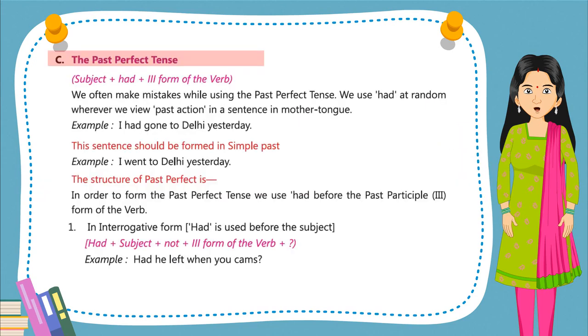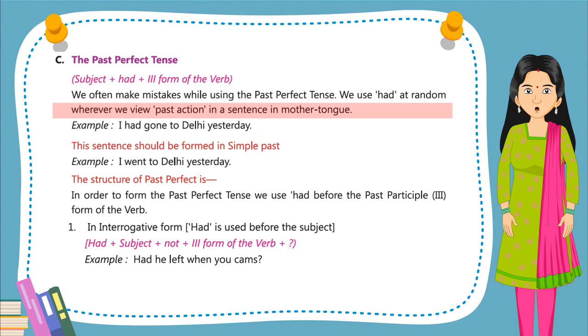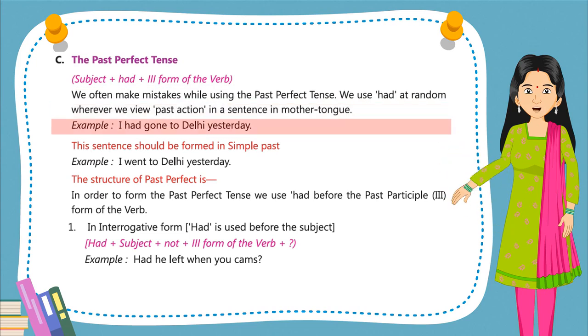C. The past perfect tense. Subject plus had plus third form of the verb. We often make mistakes while using the past perfect tense. We use had at random wherever we view past action in a sentence in mother tongue. Example, I had gone to Delhi yesterday.